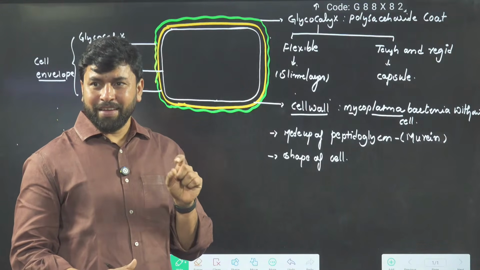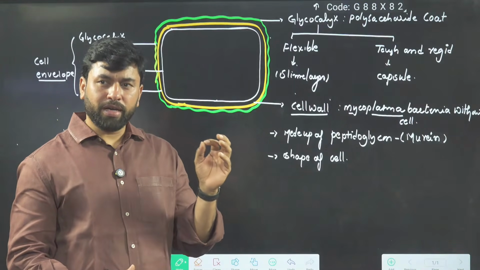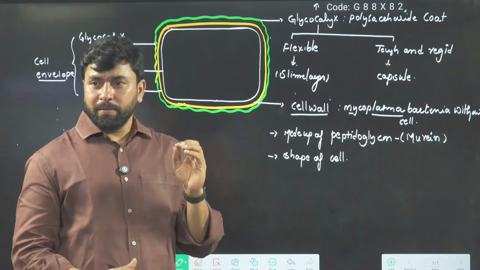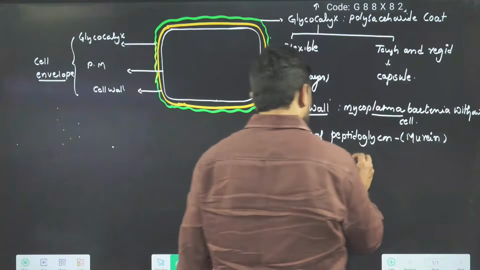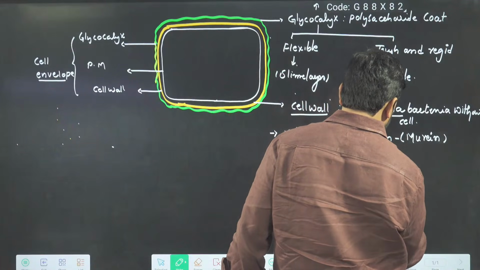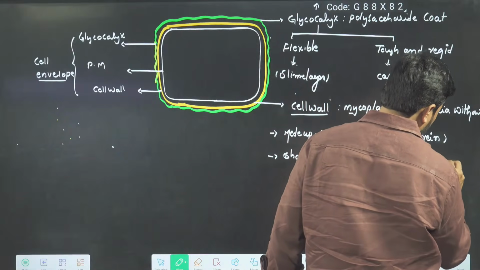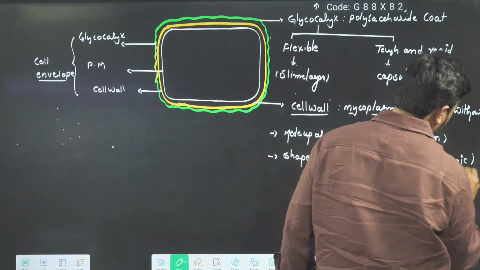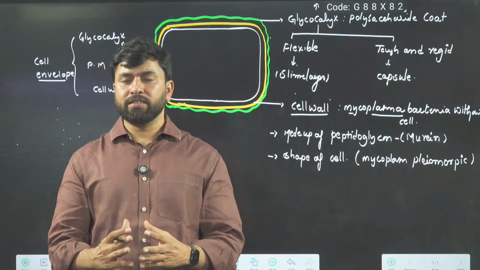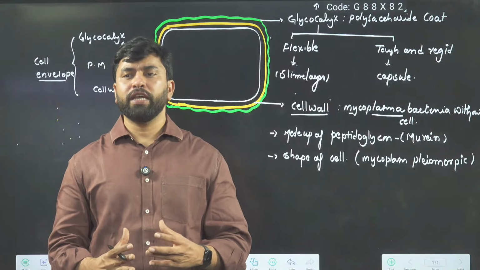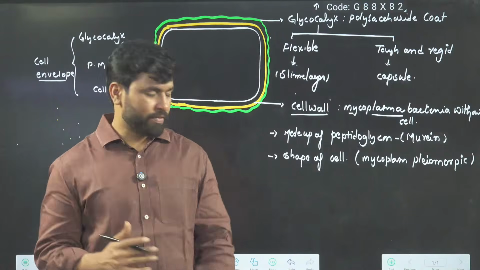If so, earlier you said mycoplasma does not have a cell wall. Does it mean that mycoplasma will not have any shape? Of course. Mycoplasma is pleomorphic in nature. Pleomorphic in the sense they don't have a proper shape. A cell that does not possess any particular shape is known as a pleomorphic bacterium.